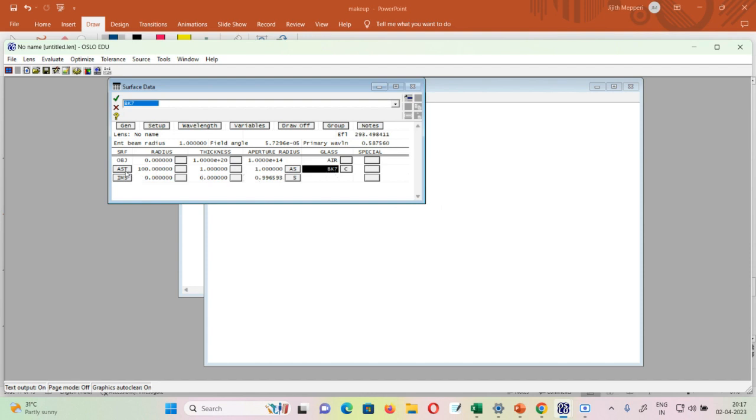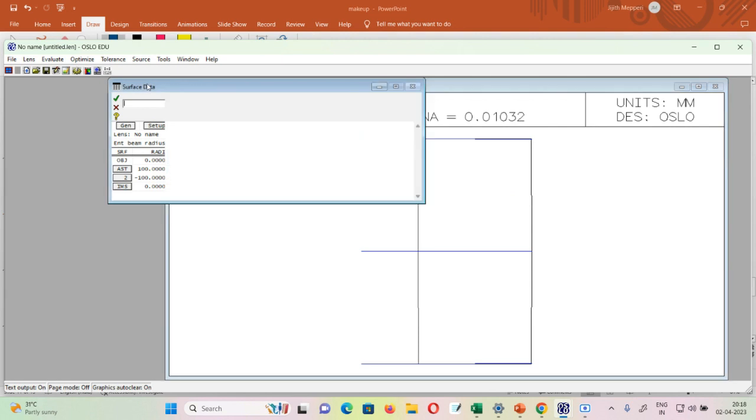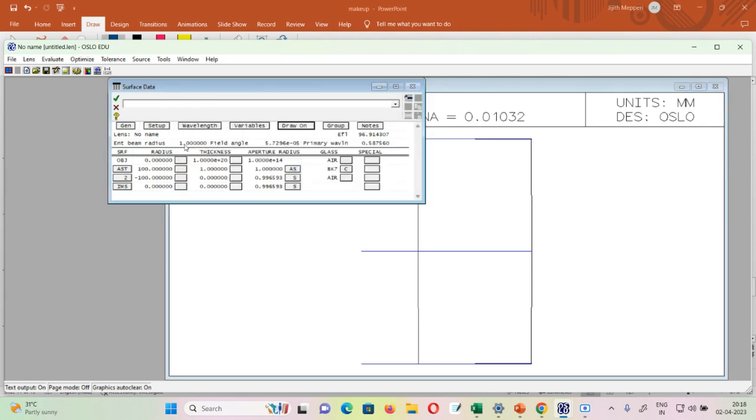Now I want one more surface. Here I am putting the radius of curvature as minus 100, and the thickness I am not putting anything here. Now we can see whether a lens is formed or not. So I can check here. You can see that yes, one lens is formed. You can see the two surfaces, but you are not seeing any lens-like appearance here. Why? Because our radius is 1 mm, and it is only showing that kind of portion.